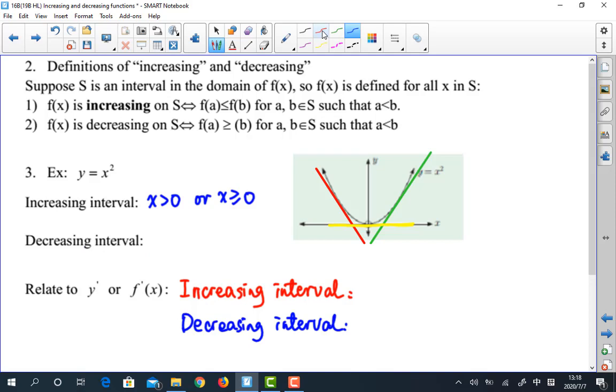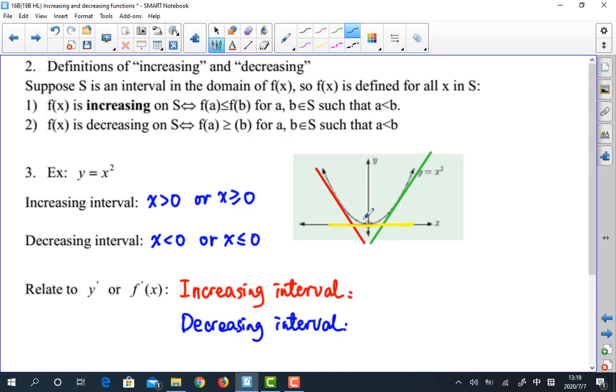Decreasing interval. Let's look at this part. When x is getting larger and larger, the y value is getting less and less. So the decreasing interval is x is less than 0 or x is less than or equal to 0. The same explanation for the 0: x can have 0 included, or you don't have to include 0, because one point doesn't affect the decreasing interval either.